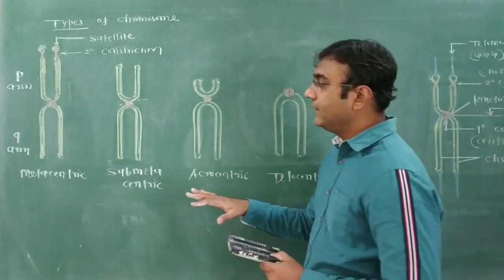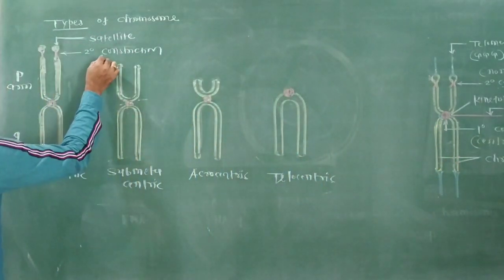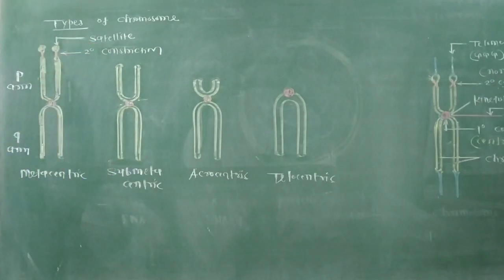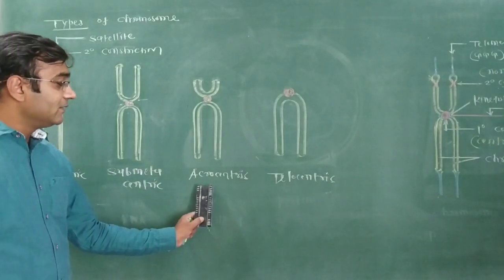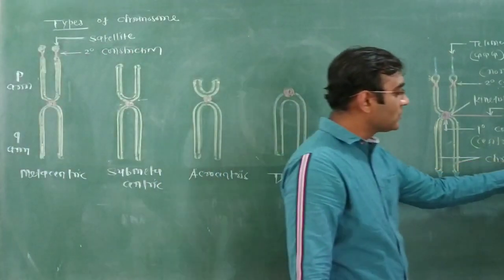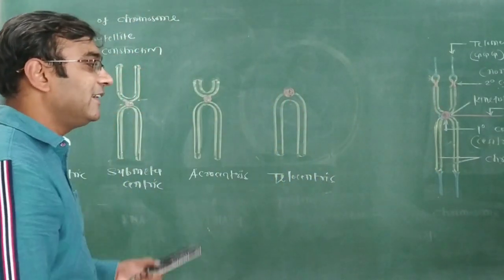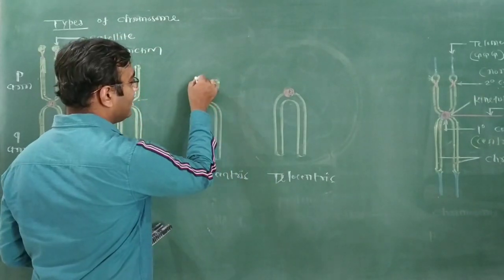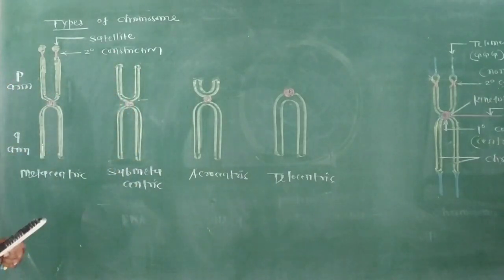Presently, our textbook mentions that the metacentric chromosome has a secondary constriction and the tip portion has a satellite. But actually, clear-cut, chromosomes number 13, 14, 15, 21, 22 are all acrocentric. Mostly acrocentric chromosomes have the secondary constriction and the satellite. But we have to mention according to our textbook.